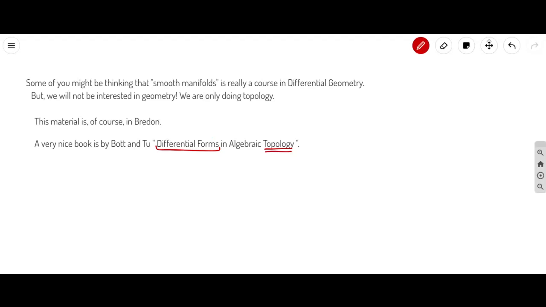We will define what that means. If you ever go on to study differential geometry, or maybe you have, differential forms also come up in differential geometry.